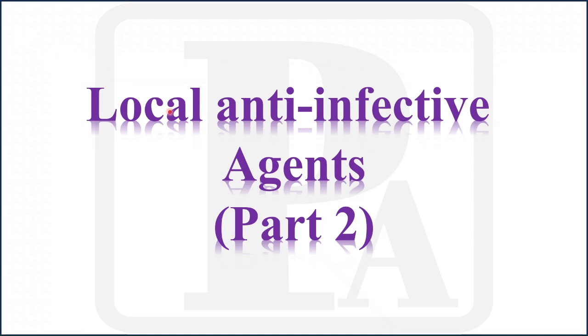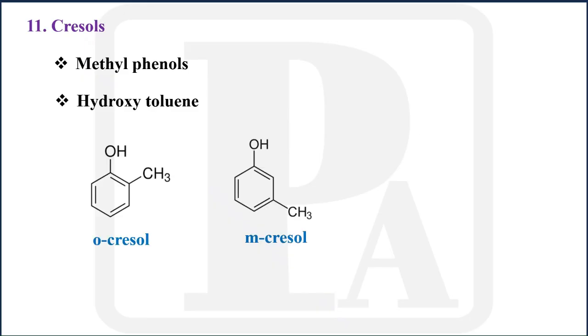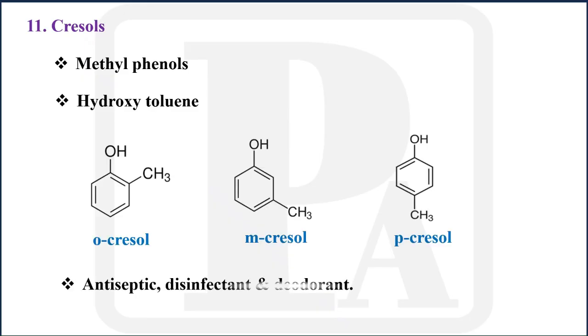Dear students, now we are going to continue with the local anti-infective agents. So already we have seen cresols. These are otherwise called methyl phenols or hydroxytoluenes. Three cresols are there: one is called orthocresol, then metacresol, paracresol.